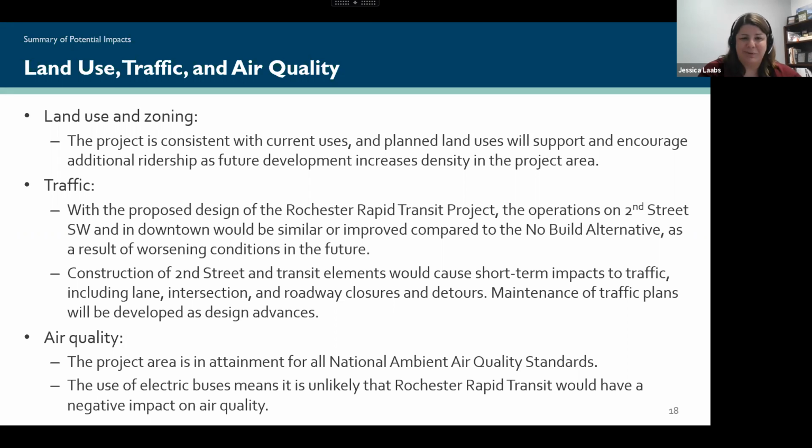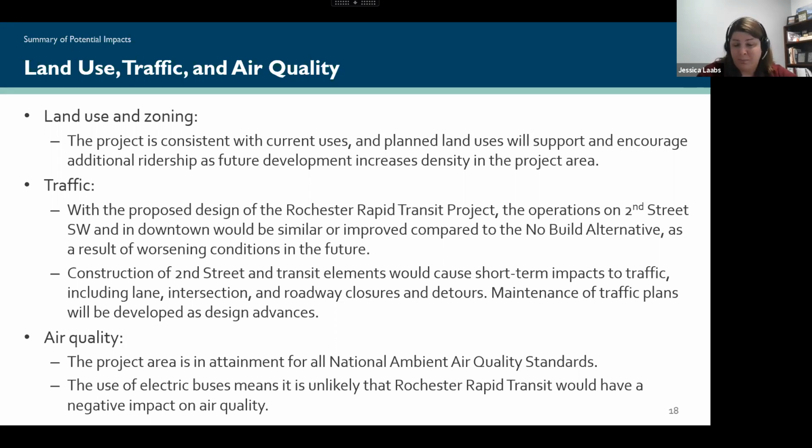So we compare what we think the impacts would be of this project to what would happen if we didn't do anything. That's what's called the no-build alternative. And so with the increasing population and then the increasing congestion, we're actually seeing that implementation of the transit project would help traffic operations in downtown and on Second, or certainly will not make it worse. We also look at short-term impacts or impacts during construction when we consider each of these issues.